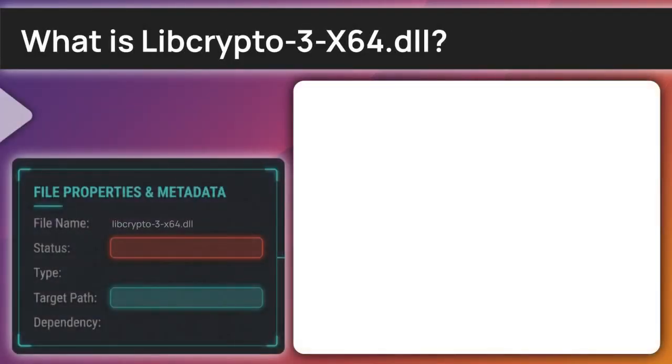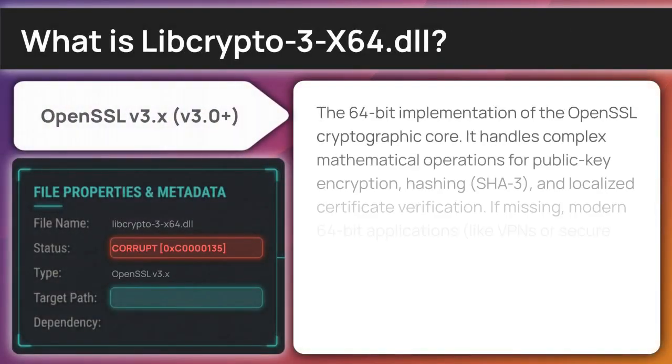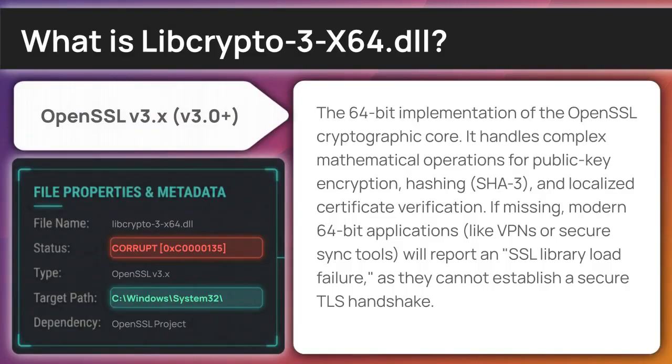This is the libcrypto-3-x64, the 64-bit implementation of the OpenSSL cryptographic core. It handles complex mathematical operations for public key encryption, hashing, SHA-3, and localized certificate verification. If missing, modern 64-bit applications like VPNs or secure sync tools will report an SSL library load failure, as they cannot establish a secure TLS handshake. With the explanation out of the way, let's refresh the affected files.